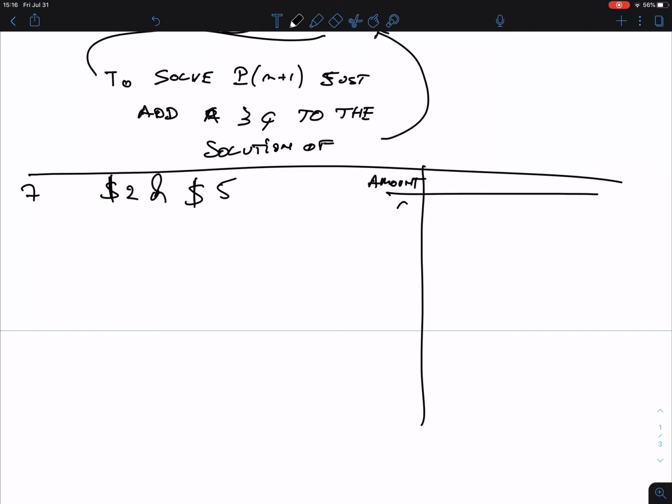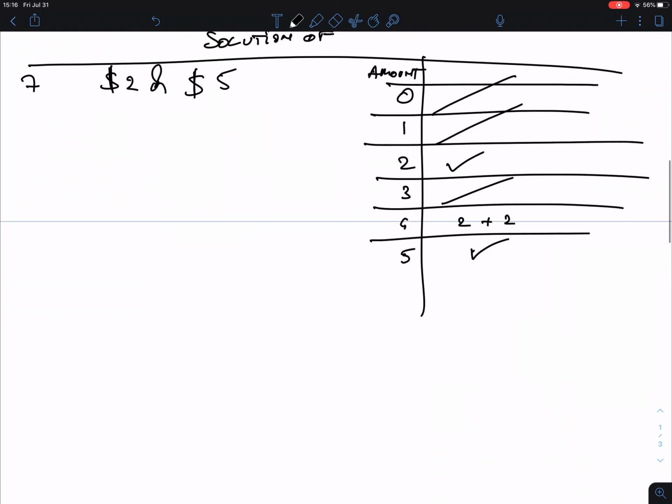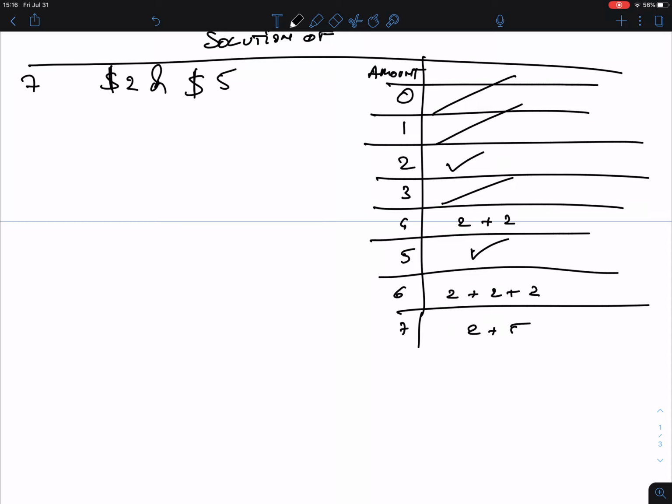Okay, let's start from 0 and 1. Obviously that can never be done, never, because I need to be at least 2. 3, 4, 5. 2, I can do, right? Do you want me to write it up? No. 3, I cannot do. 4, yes, 2 plus 2. 5, yes, of course. 6, 2 plus 2 plus 2. 7, 2 plus 5. And it seems, therefore, let's do about one more. 8, 2 plus 2 plus 2 plus 2. 9, 2 plus 2 plus 5.